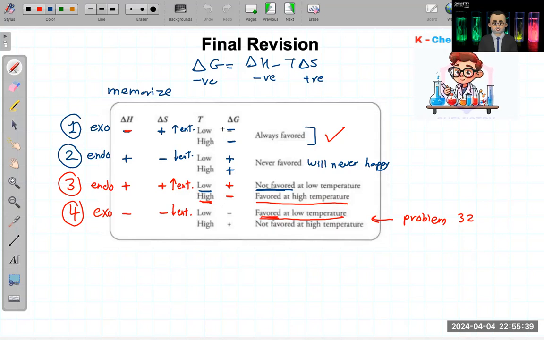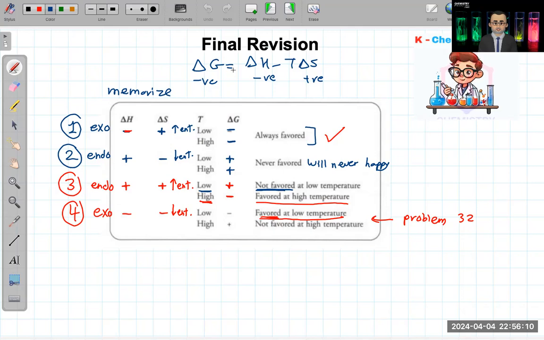So what I have to do is memorize it 100%, because he will tell me endothermic and entropy decreasing, positive and positive, I will tell him it will be only favored at low temperature. Positive and negative will never happen, because whatever you did, delta G will be positive. If it is negative and positive, then it's going to be always favored. Why? Because whatever you do, high temperature or low temperature, delta G is negative.